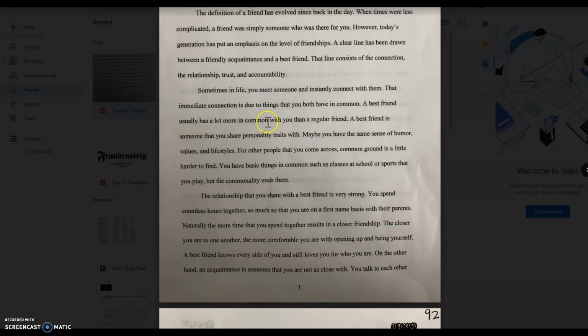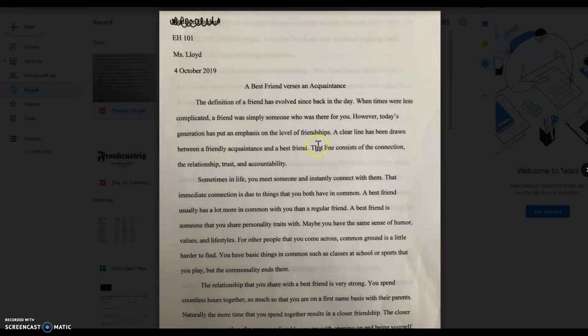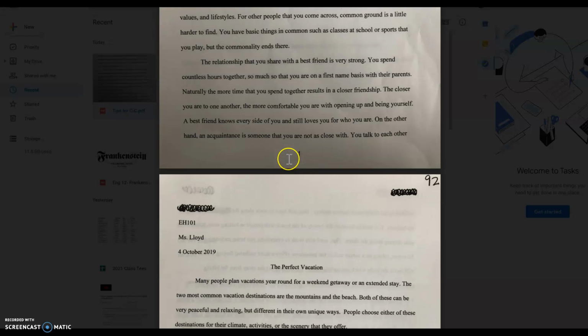So I know that she's going to do a paragraph about the connection, how it differs between a best friend and an acquaintance, how a relationship differs between a best friend and an acquaintance. It's a really good way to lay it out and help keep you on track if you make sure that you introduce all of that into your introduction.